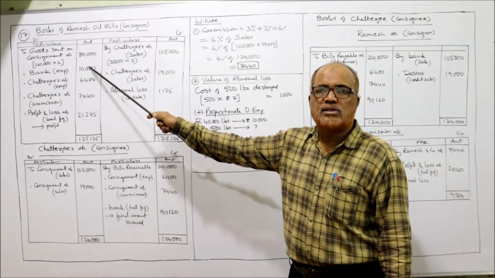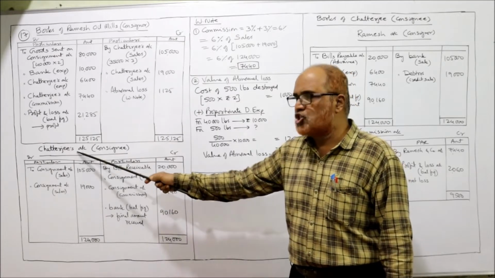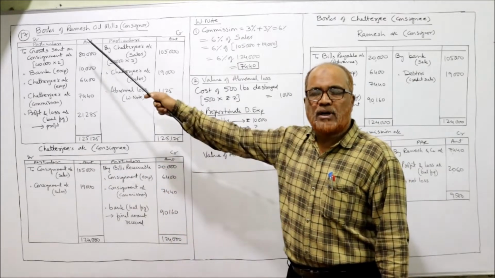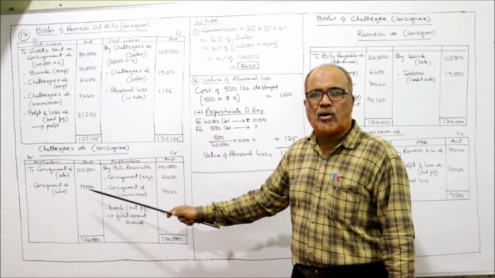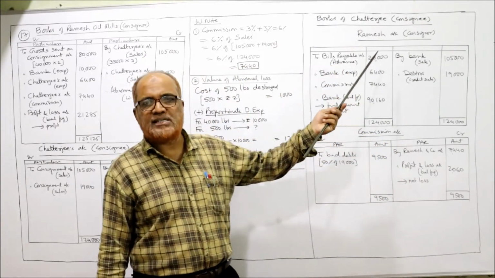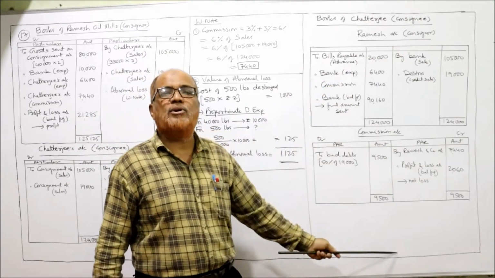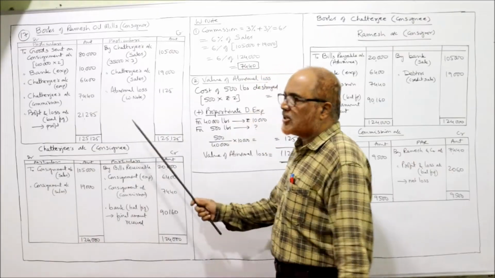They will open two accounts, that is, the consignment account and the consignee account. Who is the consignee? Chatterjee. So, the consignment account and Chatterjee's account. Two accounts they will open. And the consignee, Chatterjee, will open two accounts for the consignor, Ramesh: Ramesh and Company account and commission account. That's it. Now I'll explain.